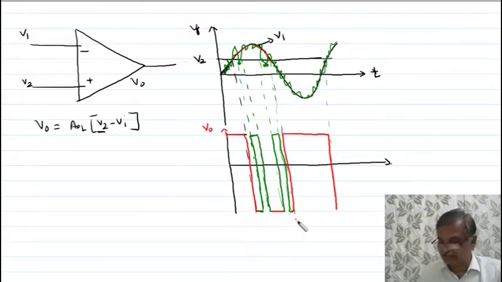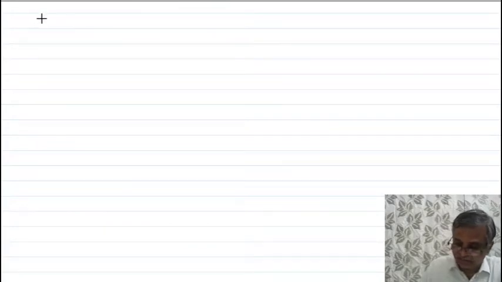Now I have given some background of the comparator, because I will use a phrase: Schmitt trigger is a regenerative comparator. So what is a comparator? You must know what a comparator is. In a comparator, the voltage or signal given to one input terminal of the op amp is compared with another voltage signal given to the other input terminal of the op amp. Now let us start the discussion on the Schmitt trigger.